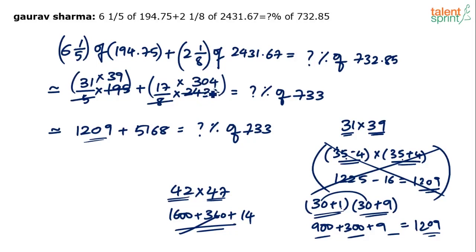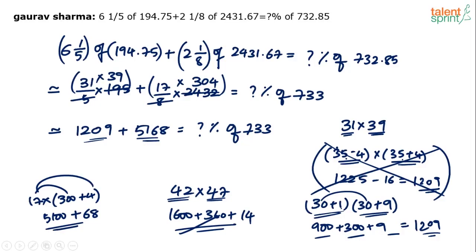While it may appear to be complex, it's very easy. 304 is 300 plus 4. So 17 times 304. 17 into 3 is 51, so this becomes 5,100. 17 into 4 is 68. So 5,100 plus 68 is 5,168.